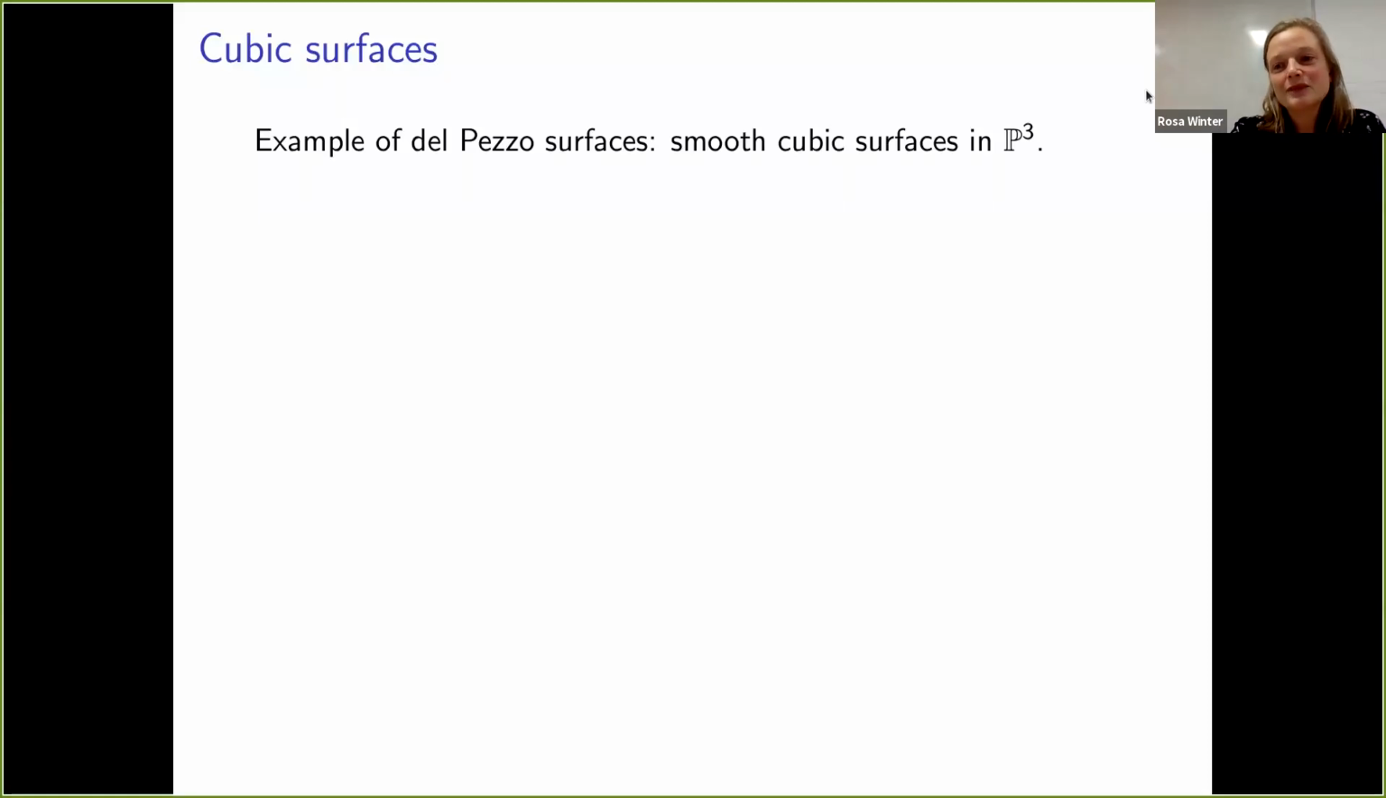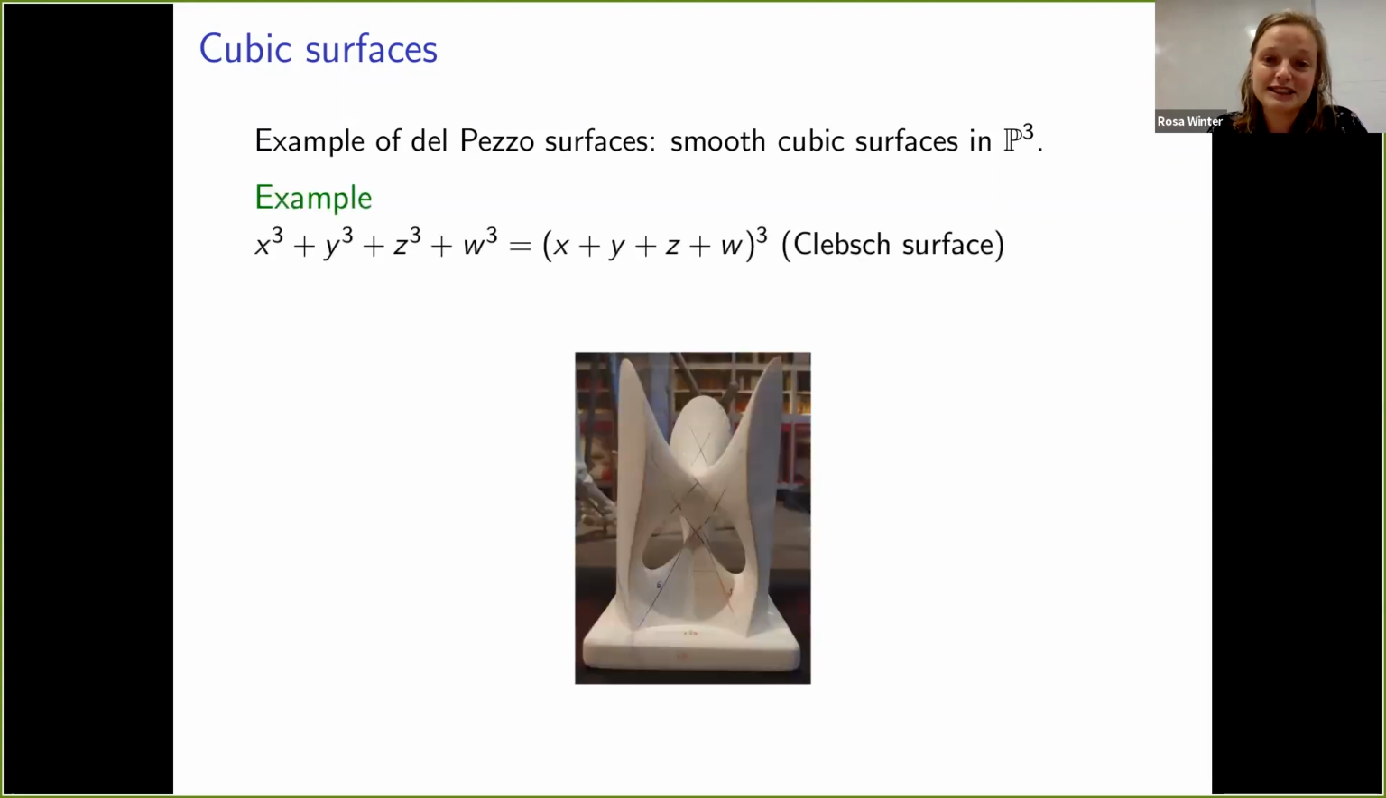Yeah, so cubic surfaces are a very famous example of del Pezzo surfaces, the smooth cubic surfaces in P3. A famous example is the Clebsch surface, which has this cubic equation. You see a clay model here, which I think is in the University of Göttingen. There are many of these kinds of models from many years ago of these surfaces, very nice.